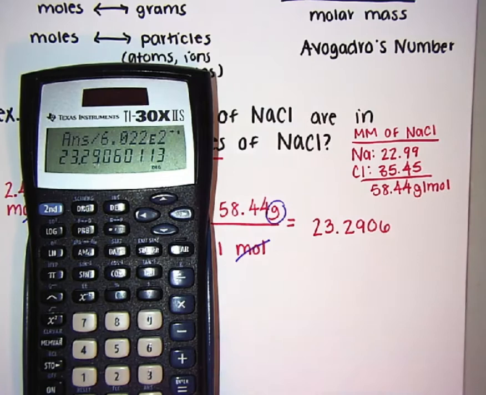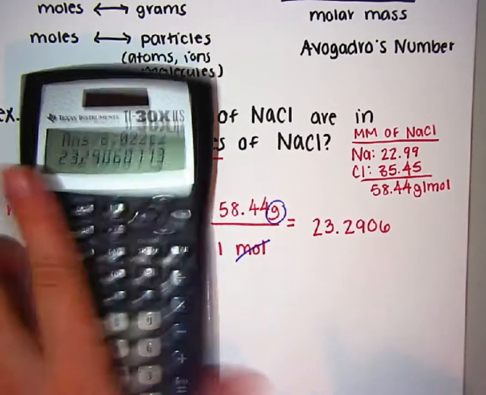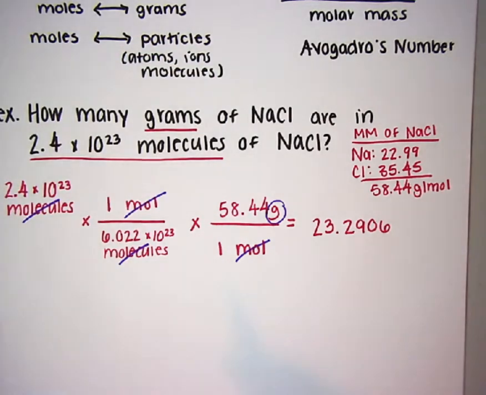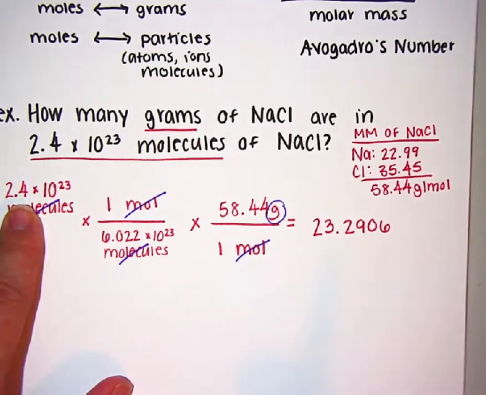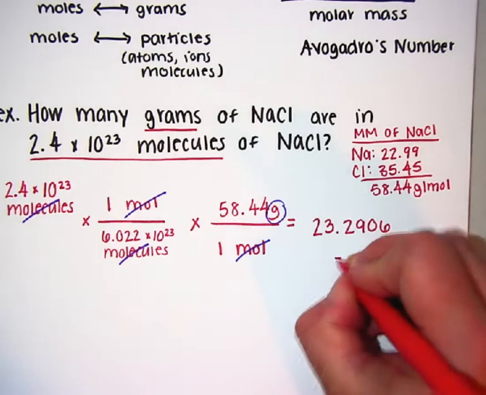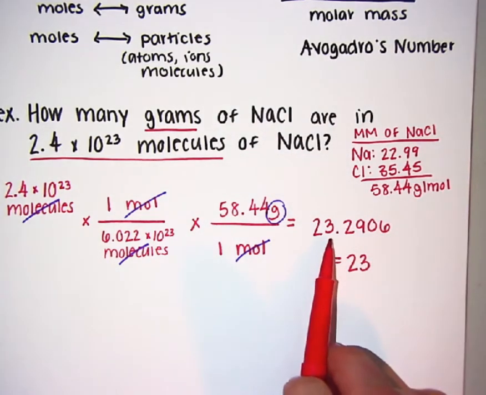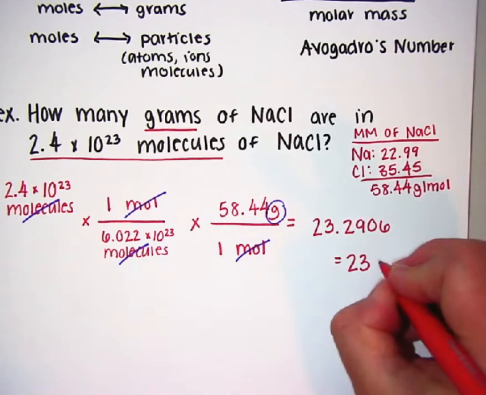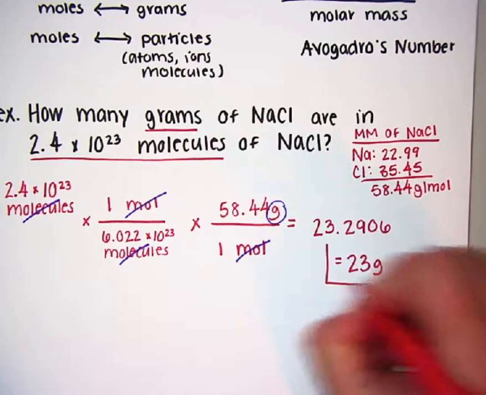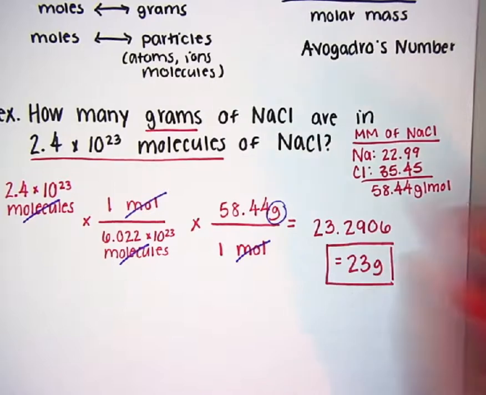23.2906, a whole bunch of decimal numbers that we're not going to need because we're going to round to significant figures. Sig figs are always going to be based on the given. My given has 2 sig figs. My answer has 2 sig figs, so I round this to 23, and my units are grams. So final answer, 23 grams of sodium chloride.